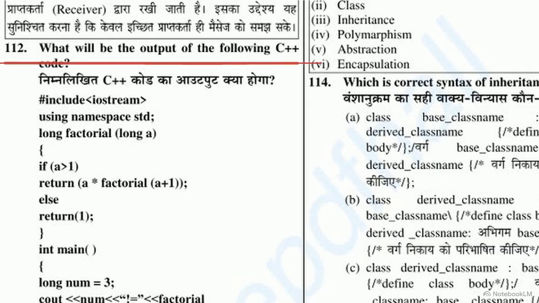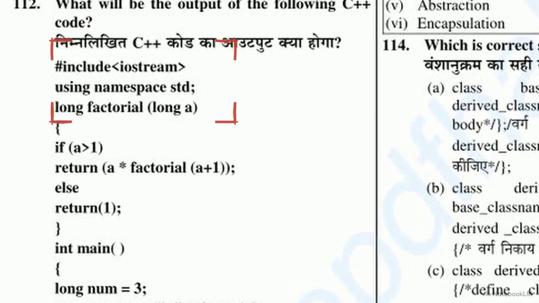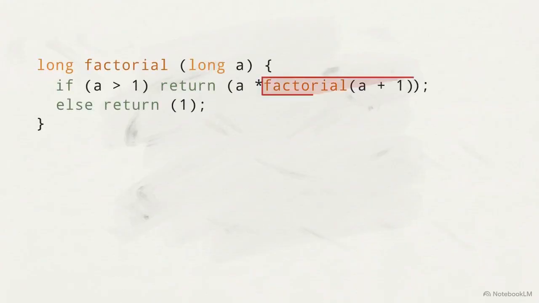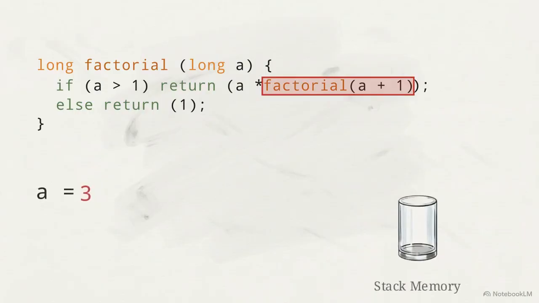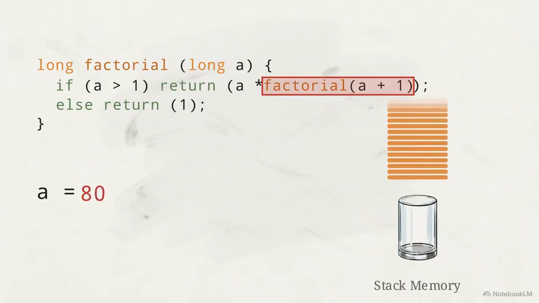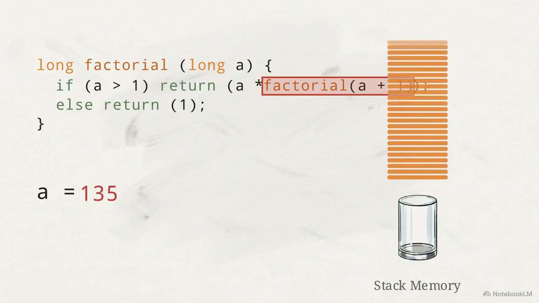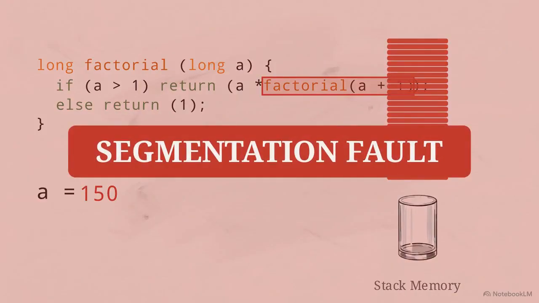Consider this C++ question from the TRE 1.0 paper. We are looking at question 112, which asks for the specific output of a code block containing a factorial function. The logic hinges on the recursion step. Notice the highlighted line. It calls factorial of a plus 1. Since the base case checks if a is greater than 1 and the function is called with a positive integer, the value of a will only ever increase. This creates an infinite recursion that exceeds the allocated stack memory. In a live system, this results in a segmentation fault.